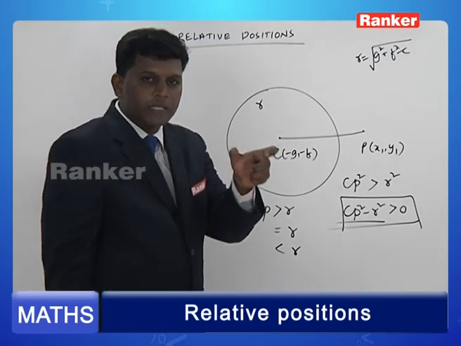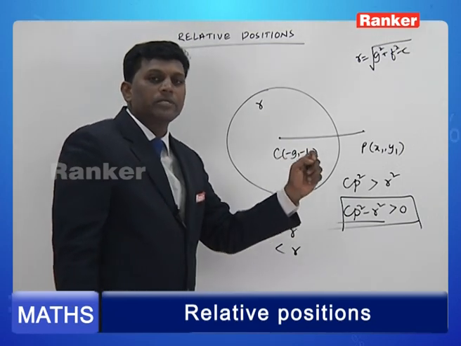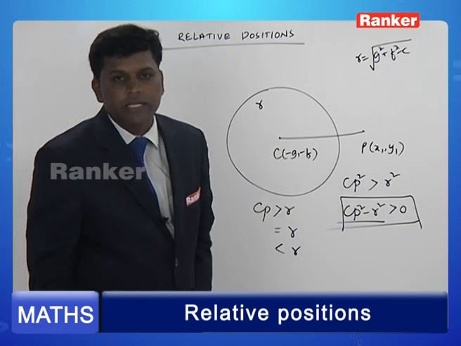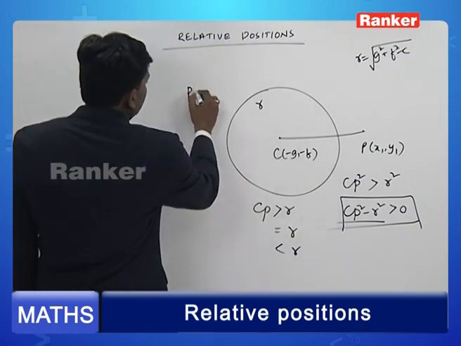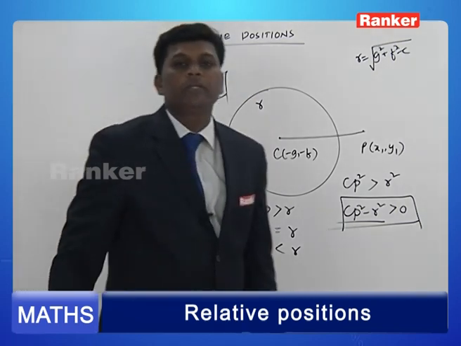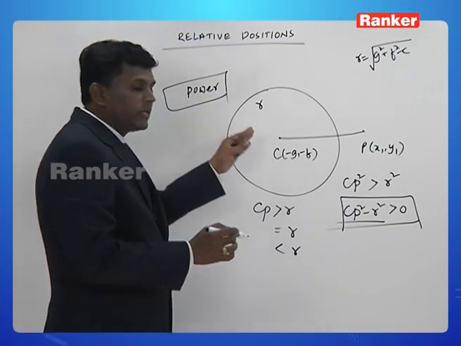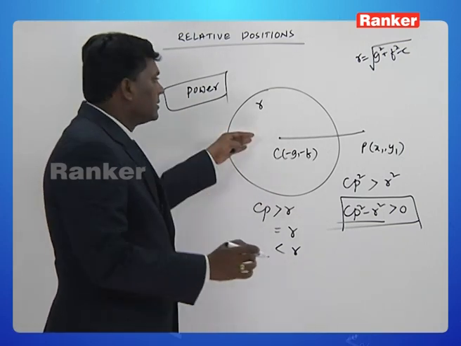This quantity, CP square minus r square, is defined as the power of the given point with respect to the given circle. This can be named as the power of the point P(x1, y1) with respect to the circle. What is the use of this power and how do we find it? Let us calculate this.